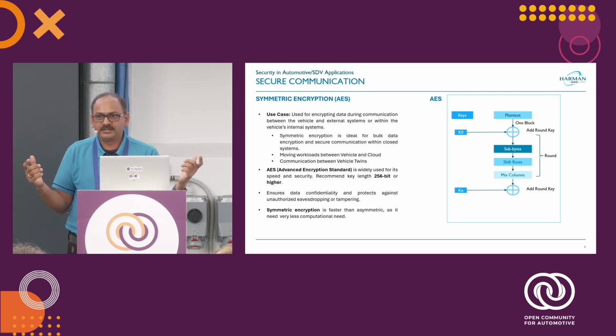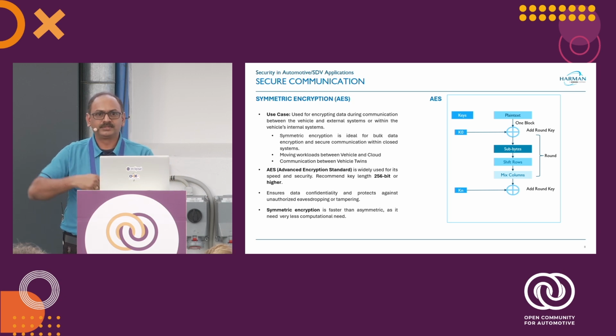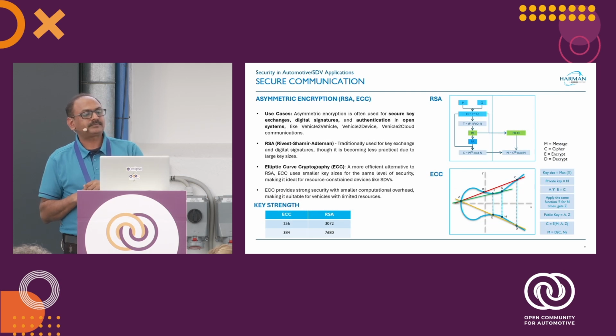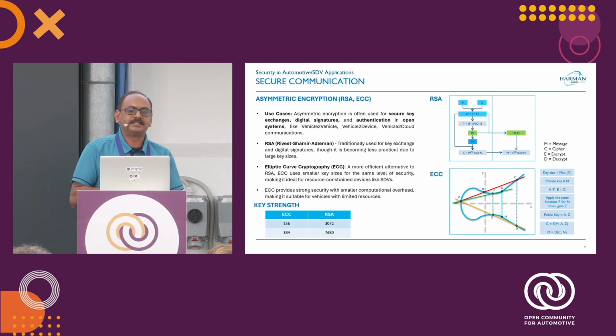But the flaw with this is that the key is known to the other party, and if it is a known trusted party, then it is fine. But if the other party is some third party, and we cannot control how they will be using the keys, then definitely the symmetric key is not the right solution. Then we must go for the asymmetric keys. That's where we should be using RSA or ECC.